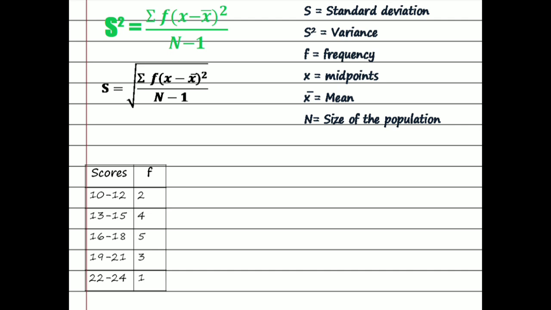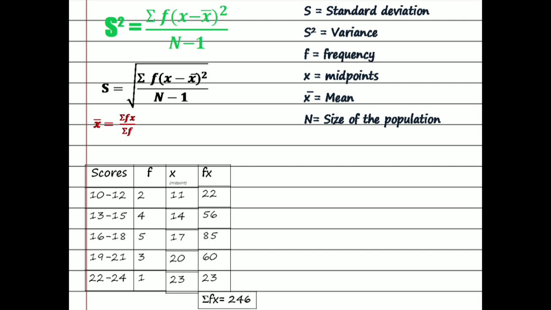The formula for establishing the mean of grouped data is given as follows. In words, frequency is multiplied by midpoints, then summed up, then divided by the sum of frequencies. Therefore we have to come up with a column of midpoints and a column of the frequencies multiplied by midpoints. The total sum of frequencies multiplied by midpoints is 246. The total sum of frequencies is 15. We are going to divide 246 by 15 in order to find the mean. The mean of the distribution is therefore 16.4.